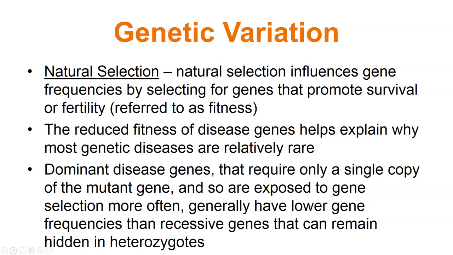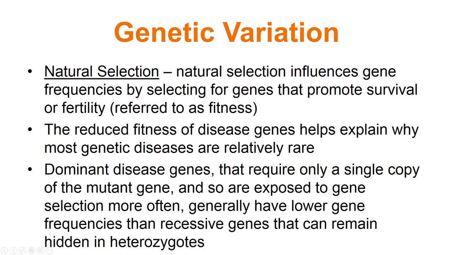So mutation rates are generally considered to be the same amongst populations. However, we do have natural selection. So natural selection is going to influence gene frequencies. Okay, so you expect that genes that promote survival and/or fertility, we'll refer to that as genetic fitness, are going to be more prevalent in a population. They're going to be selected for. And the genes that cause disease, because they reduce the fitness, or in some cases eliminate the genetic fitness of an individual, are going to be selected against because you have the reduced fitness.